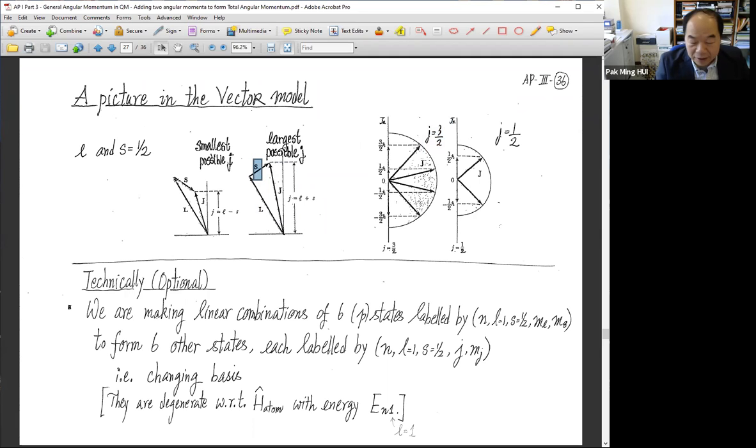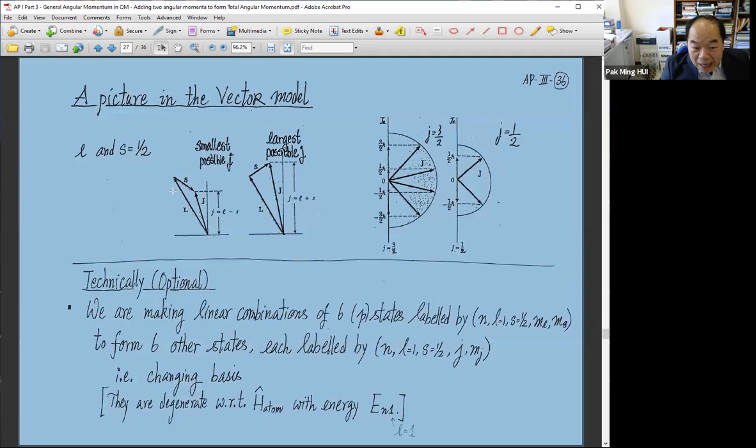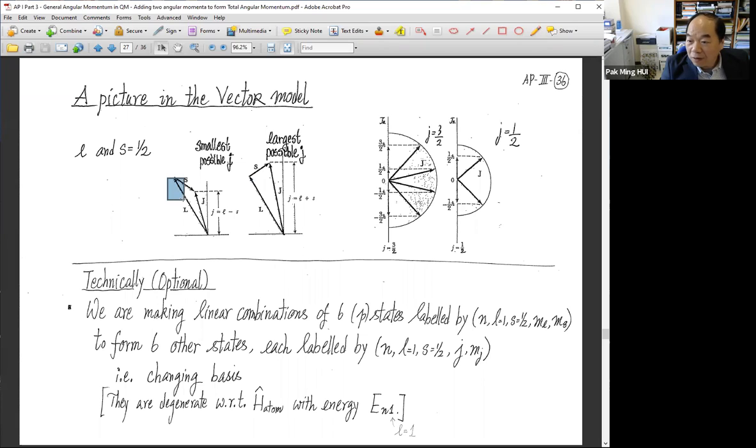Another case is that, remember the vector model of spin half, you have this cone and that cone, because you have plus half Z component or minus half Z component. So another possibility is for this S to point kind of anti-aligned with this L. So the sum will be shorter, the J will be shorter, and that is the situation where you have J is half.